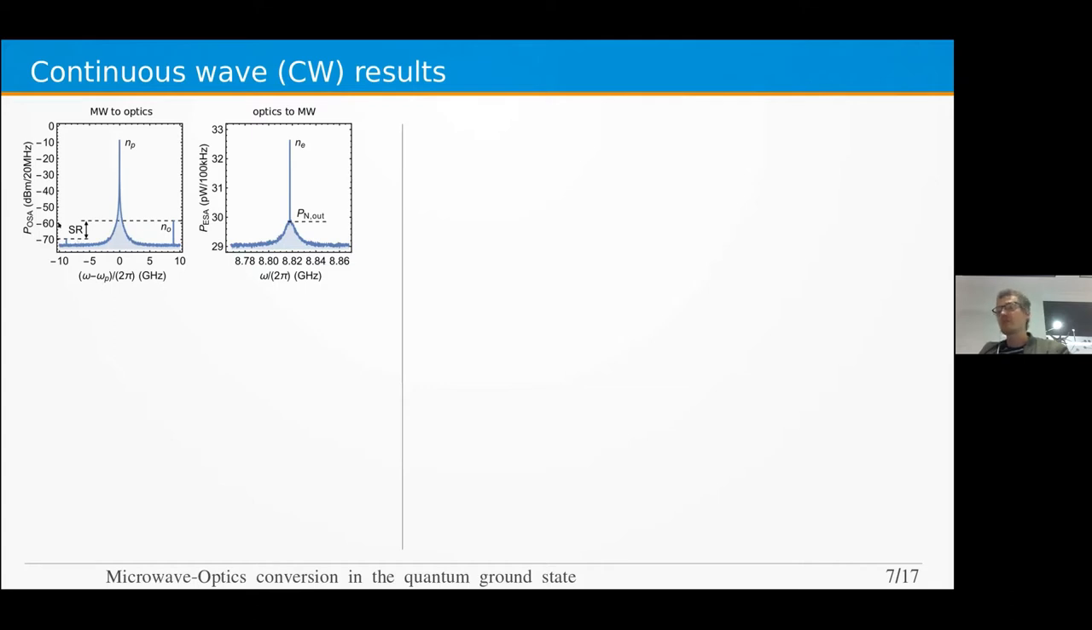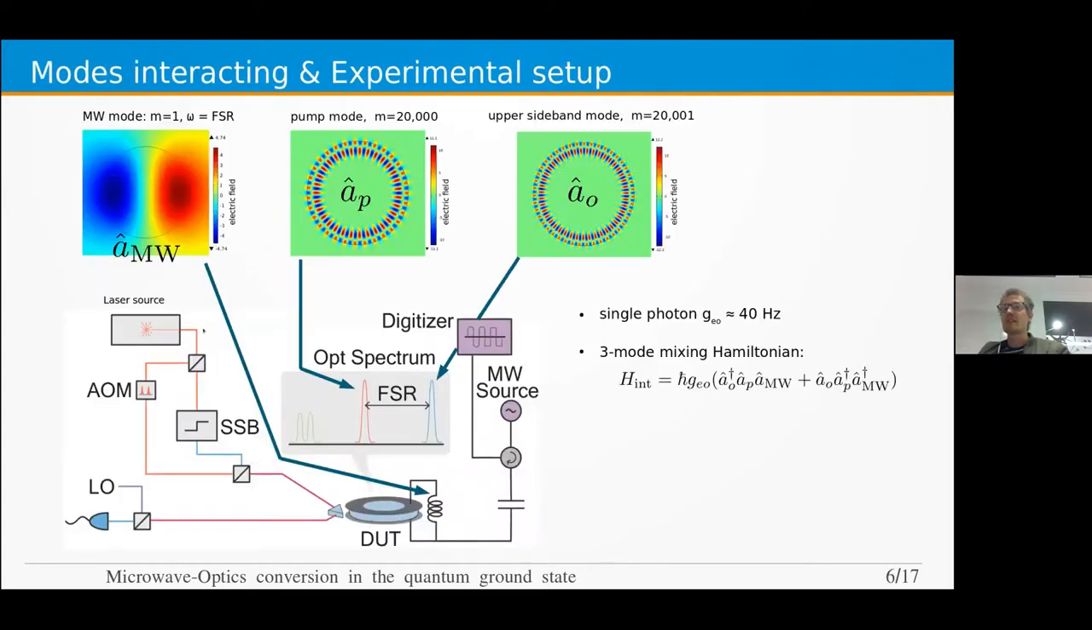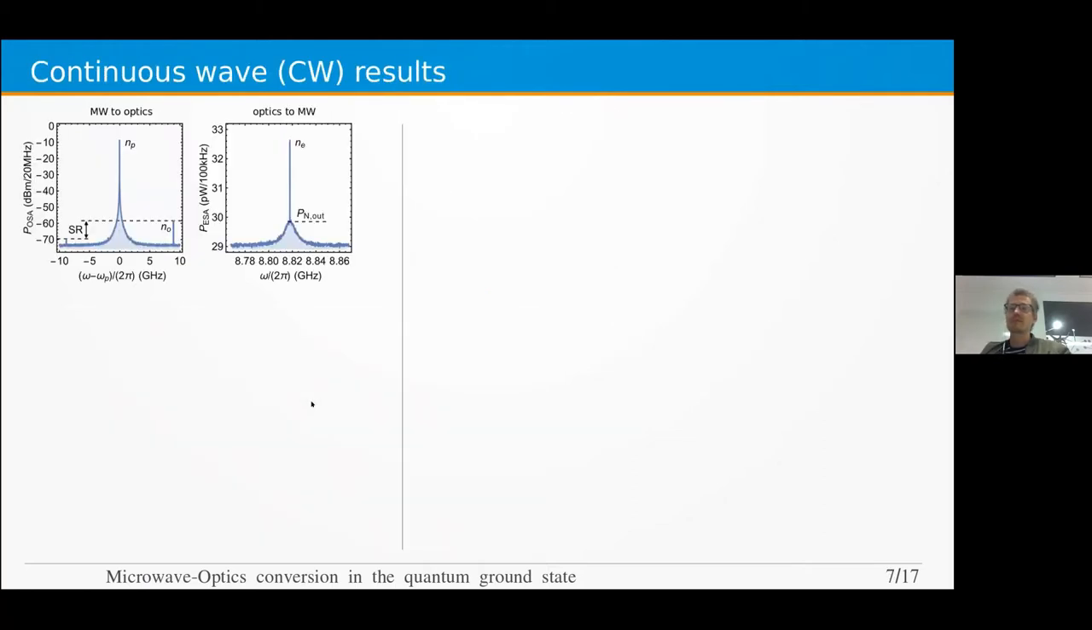This is because, if I come back to the previous slide, we have modes that are regularly spaced by an FSR. We choose a configuration in which the lower sideband mode is split and therefore the density of states is low, but this suppression is not perfect. Hence the little lower sideband signal.